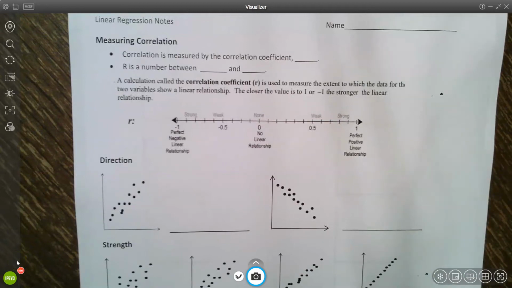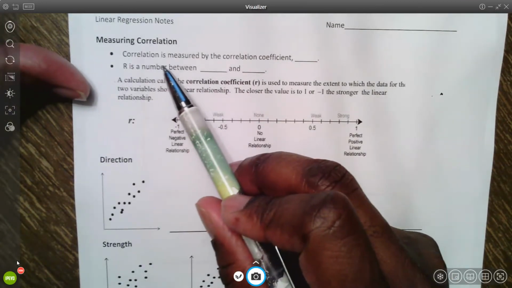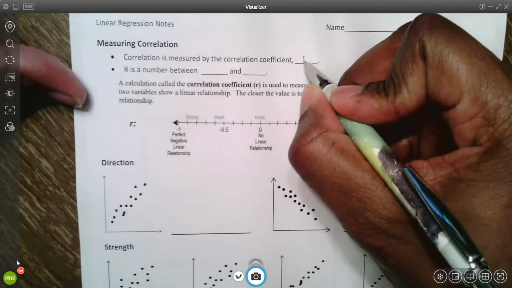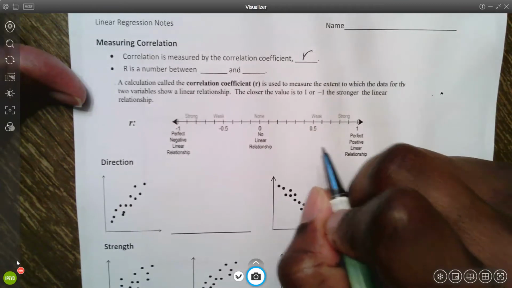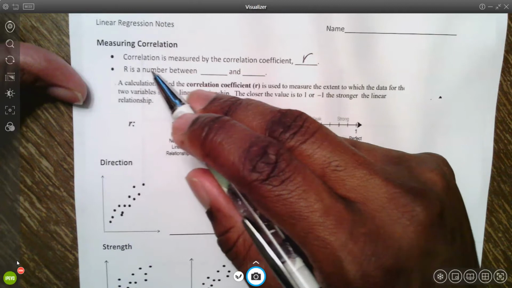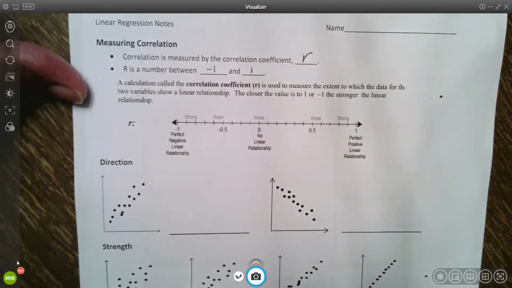All right, so these notes are about linear regression, and basically linear regression is the introduction to scatter plots. So the first thing we need to know is that correlation is measured by the correlation coefficient, which is lowercase r. And r is a number between -1 and +1.